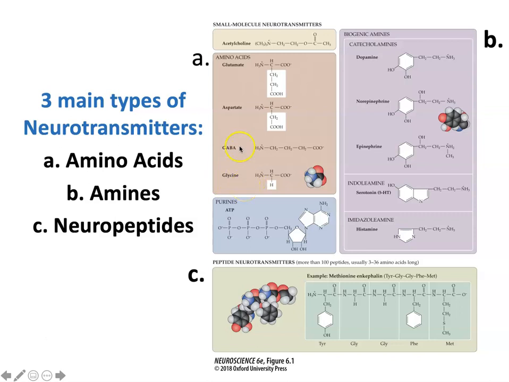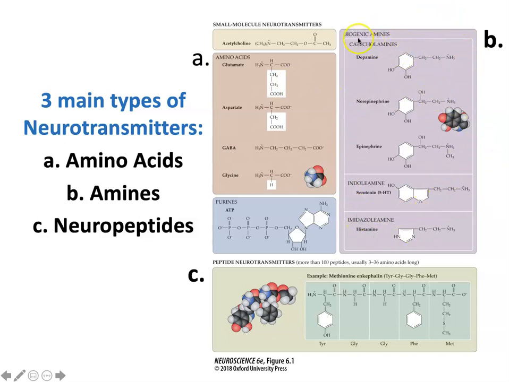You have also in this category ATP, which is a purine. It's not an amino acid. But you'd also have acetylcholine, which is a small neurotransmitter. So these all are grouped together under the amino acids, even though only one of them is actually an amino acid. Then you have these amines.